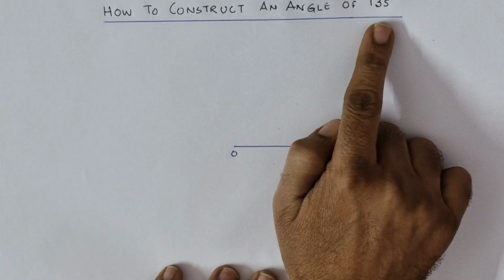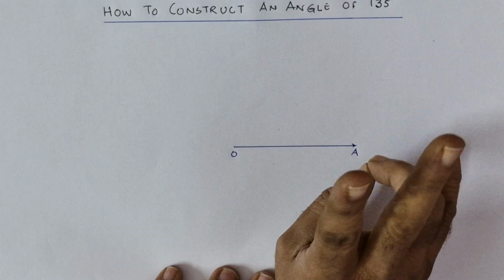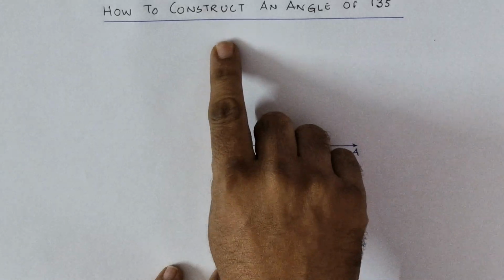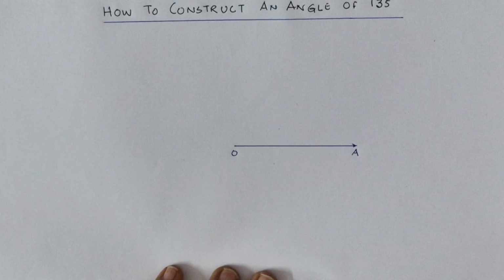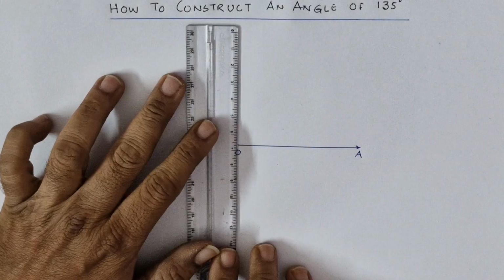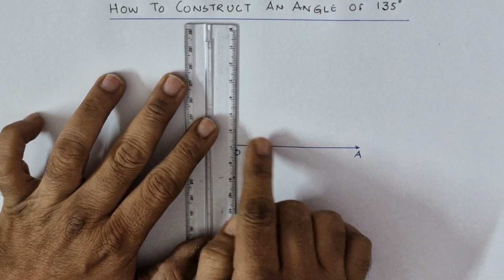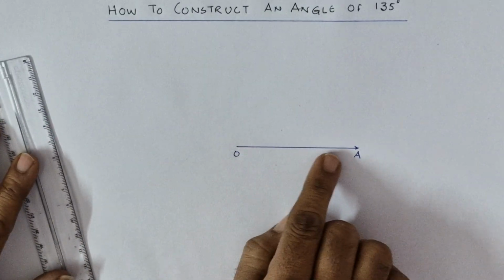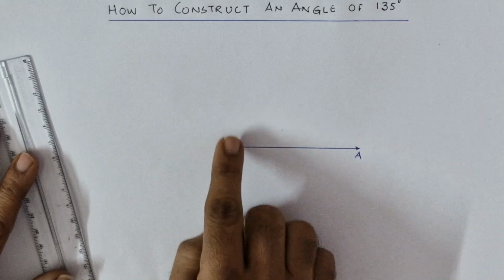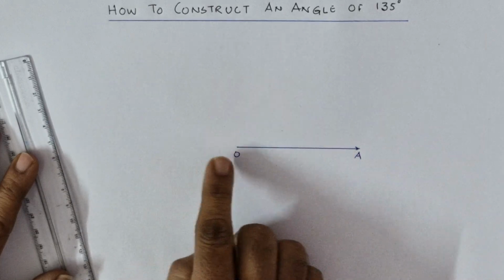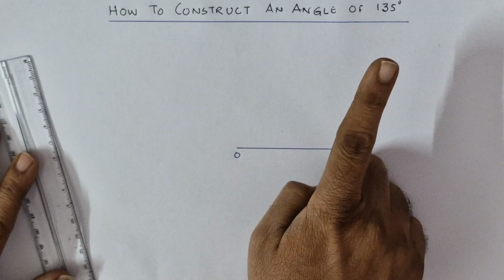See, 135 degrees is the result of the addition of two angles: one is 90 degrees and the other is 45 degrees. So what we are going to do is construct a 90 degree angle at the vertex O, and we'll extend AO on the left hand side. Obviously, we'll bisect the other 90 and we'll get 45. So 45 plus 90 will be 135.